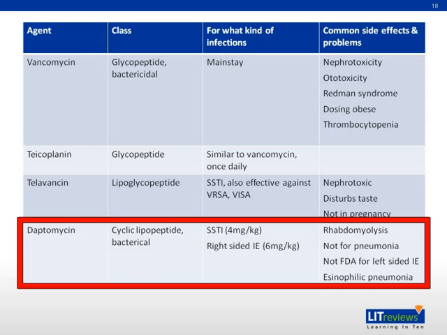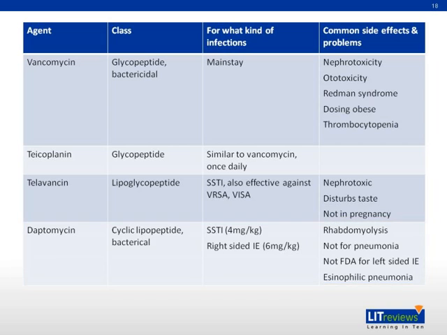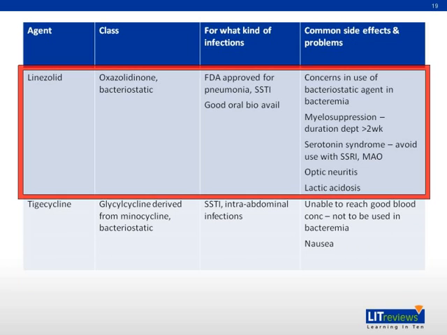It is FDA approved for complicated skin and soft tissue infections, and higher doses were required for right-sided infective endocarditis. The main problems of daptomycin include rhabdomyolysis, and because it is inactivated by surfactant in the lungs, it is not used in lung infections. Rarely, it may cause eosinophilic pneumonia.